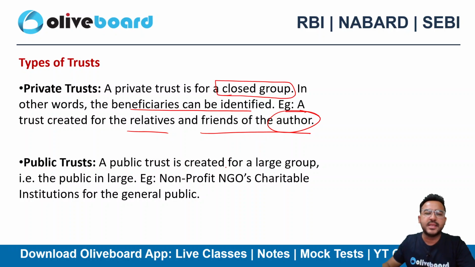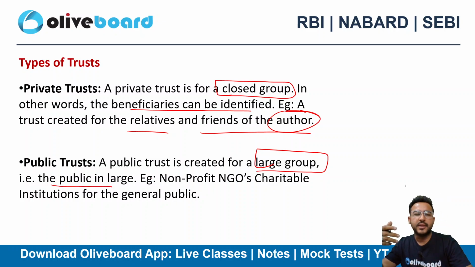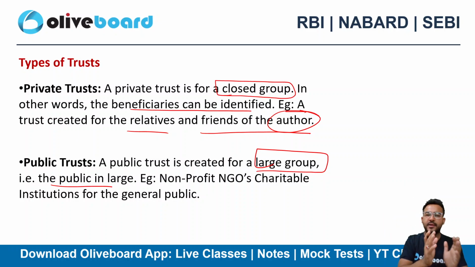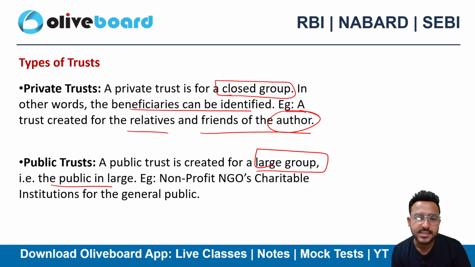Public trusts are basically created for large groups, that is, the public at large. Let's suppose we are operating an NGO, right? A non-profit NGO for a charitable institution or for the general public. Not for specific people, but for the general public as a whole. Then in that case, it is treated as a public trust. Okay.